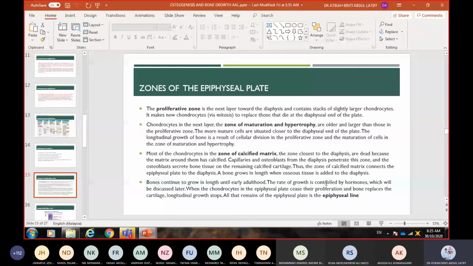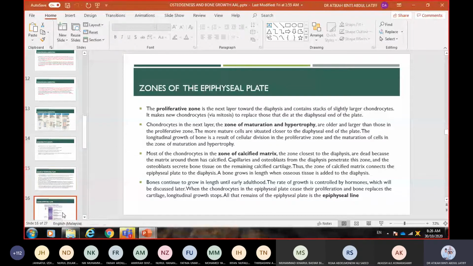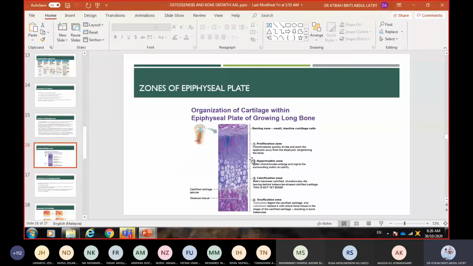So bones continue to grow in length until adulthood. The rate of growth is controlled by hormones, which will be discussed later. So when the chondrocytes in the epiphyseal plate cease their proliferation and bone replaces the cartilage, longitudinal growth will stop. So all that remains of the epiphyseal plate will be the epiphyseal line. Okay, so this is what happens when the growth is stopped. Okay, so you'll see here, these are your 4 zones.